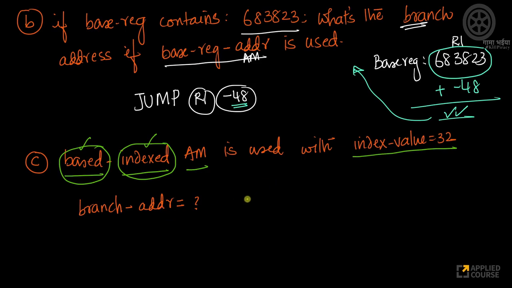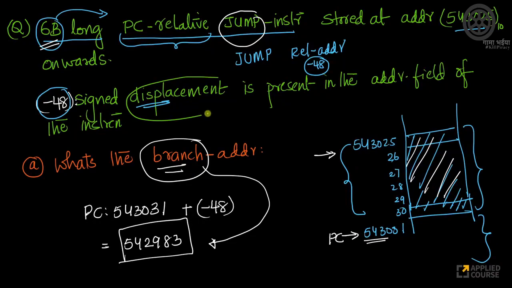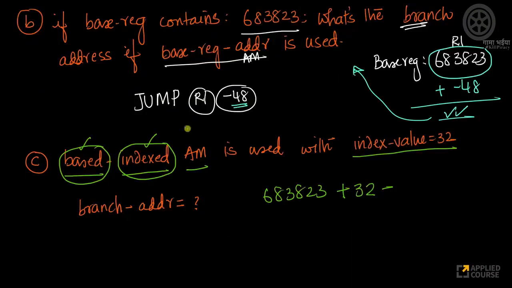Okay, so how does this work now? What is the base register address now? Base register address will take the same address, 683823 in the base register. What is my index value? My index value is 32. Then what is my displacement value, or what is my relative displacement or relative address or offset value? My offset value is 48. So this is the address of your branch address.